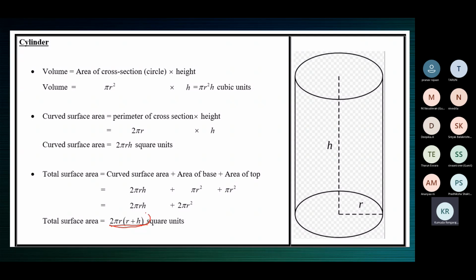This is the formula where the circles are covered. That is, the cylinder is a solid cylinder. 2 pi r, see what all we are adding. We consider the curved surface area, the area of the base, the area of the top. All this put together is 2 pi r into r plus h. But if one circle is absent, don't add this. Then it is 2 pi rh plus pi r square, like in the case of a tumbler.